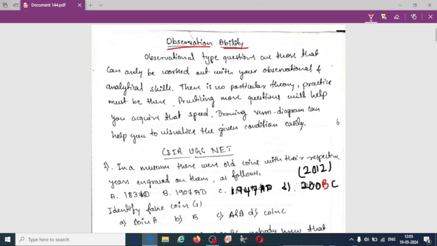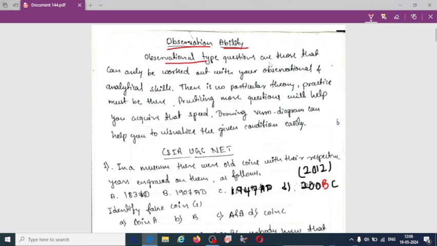Important topic from CSIR-UGC NET, that is observational ability. In the previous videos, I have explained a few of the important topics from General Aptitude like geometrical shapes, numbers, series formation, permutation, combination, profit and loss, and many of the topics. You can go to those videos and let us discuss observational ability in this video.